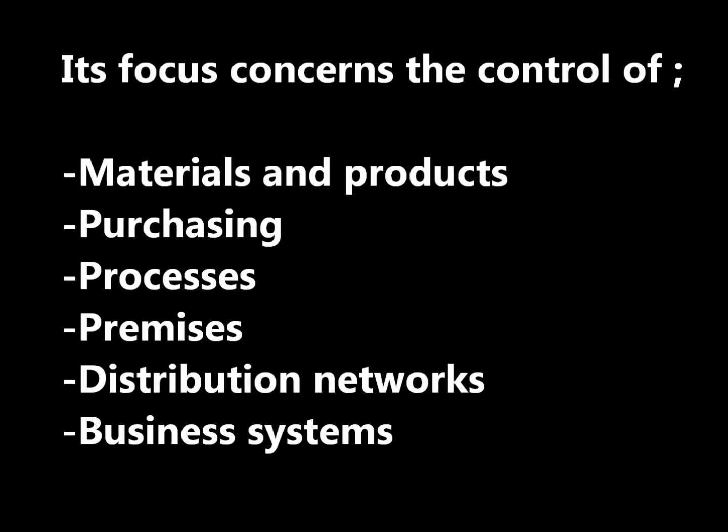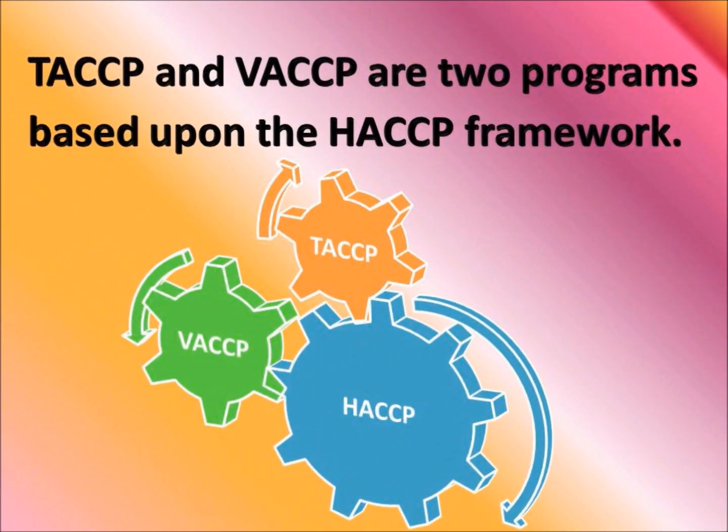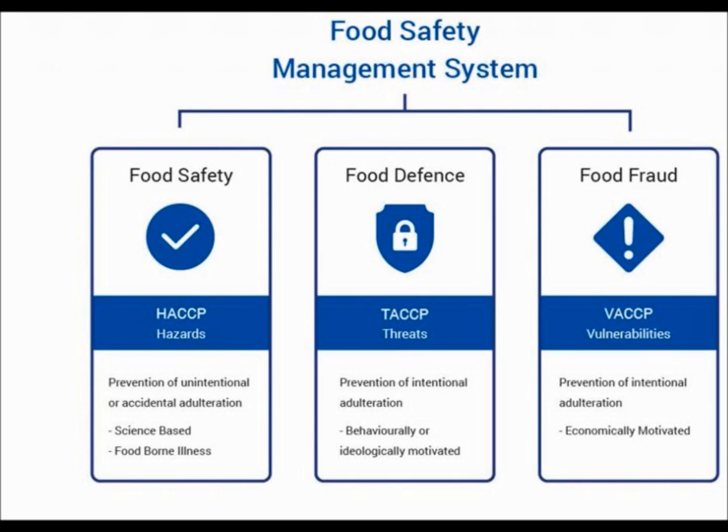However, threat assessment and critical control points and vulnerability assessment and critical control points are 2 programs based upon the Hazard Analysis Critical Control Points framework. This diagram shows the differences between each program and how each is one aspect of a food safety management system.